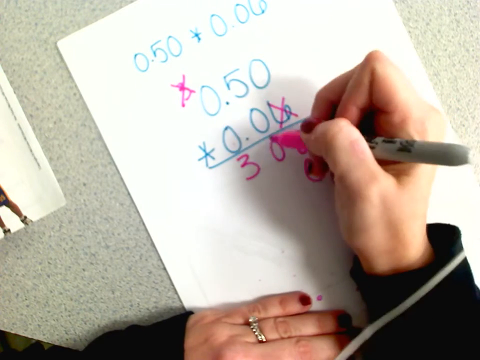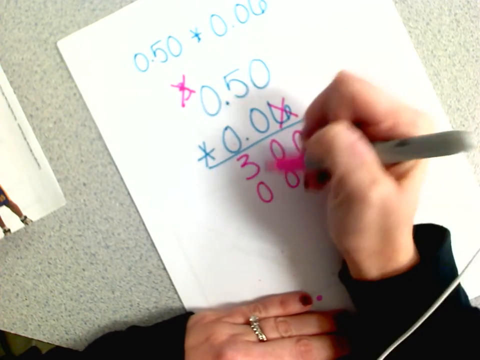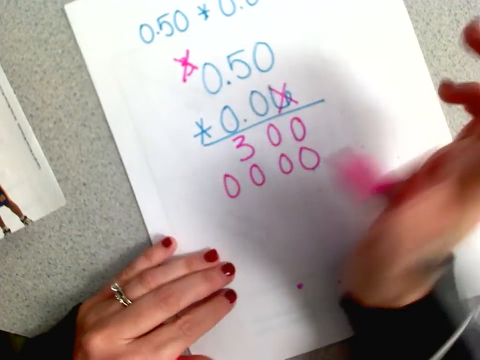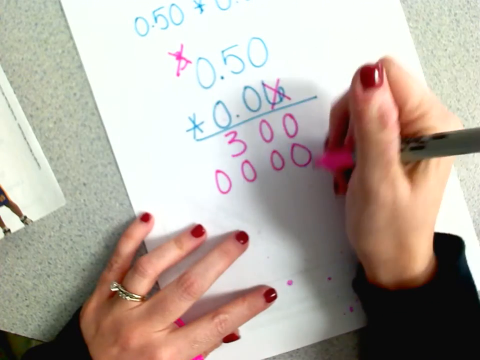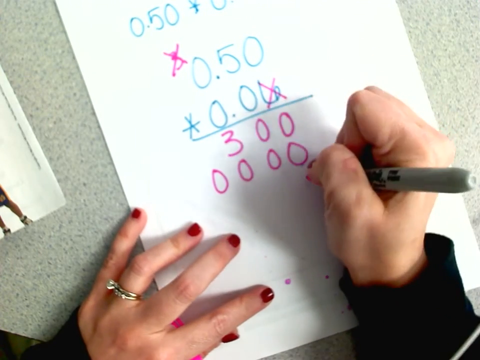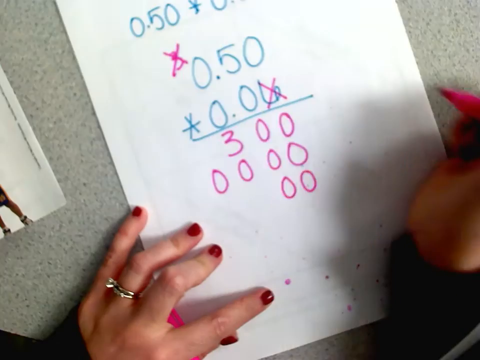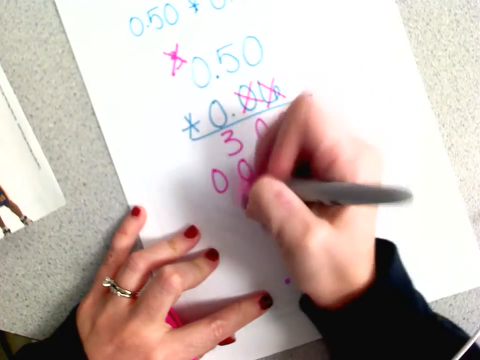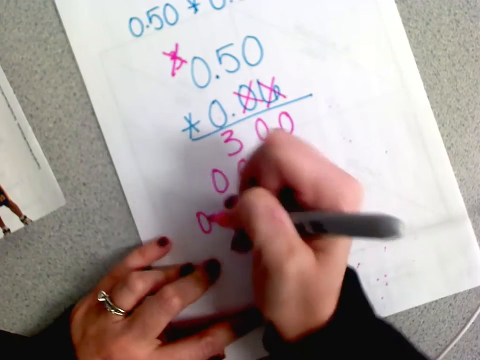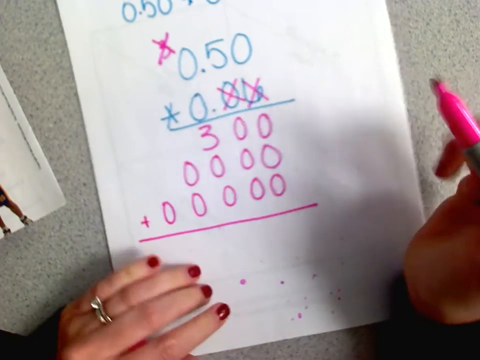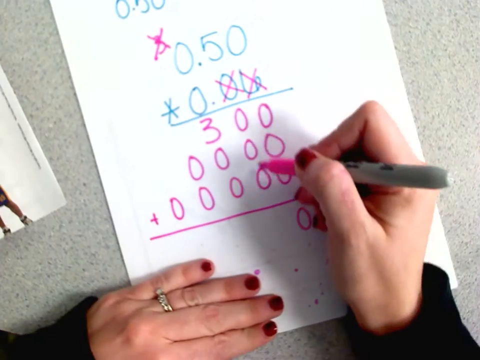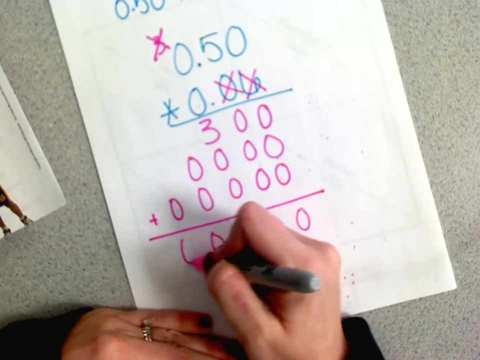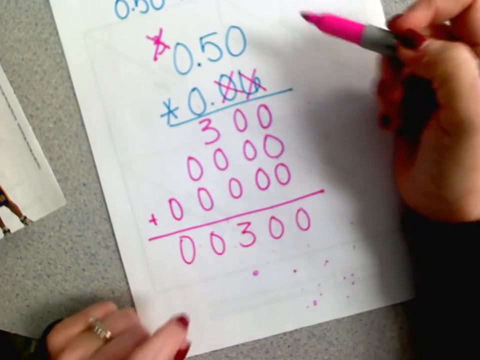Now, obviously, 0 times 0 is 0. 5 times 0 is 0. 0 times 0 is 0. This might seem silly, but let's just do it because we have another 0 here. So now we have 2 placeholders, and 0 times 0 is 0. 5 times 0 is 0. 0 times 0 is 0. Then 3 plus 0 plus 0 is 3.